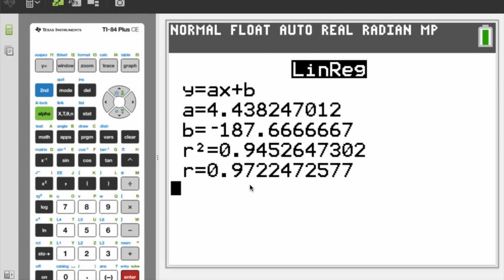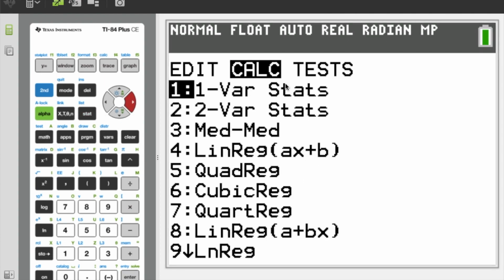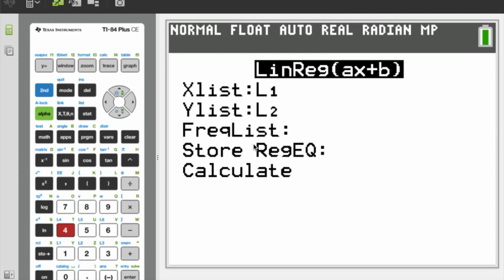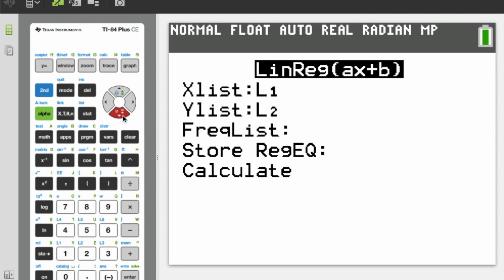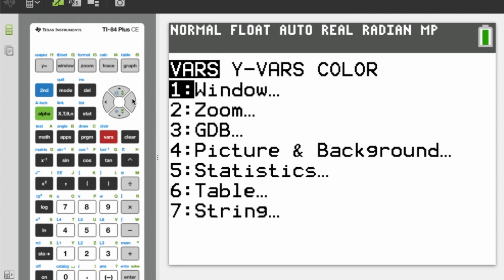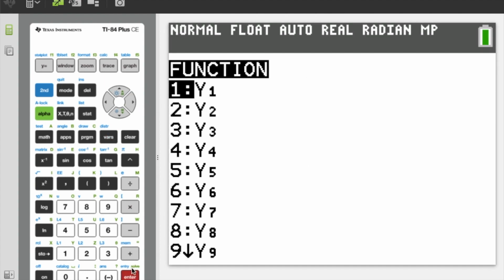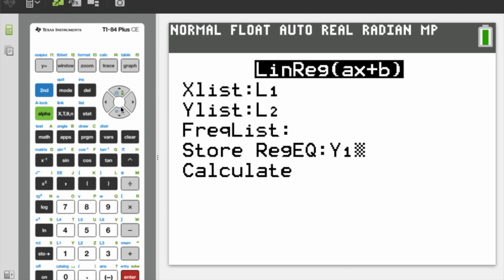Now, if you wanted to put this on the scatter plot, I would never ask you to do this because it's not a step I can actually check. But if you ever wanted to see what it looks like, if you go back to Stat and Calc, you hit 4, and we go down to the store regression equation, I can actually put it right into y1. And I'm going to do that by pressing vars and go to yvars and function and then y1, or any of the y's I guess is fine.